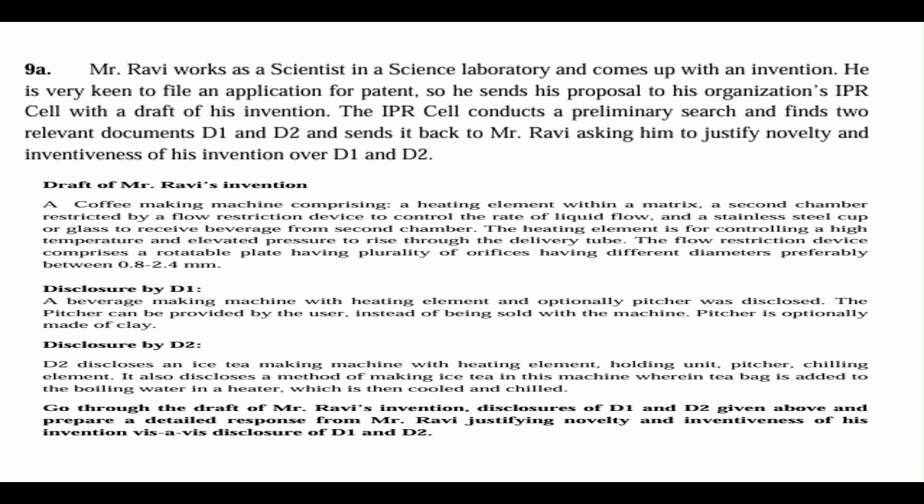So for novelty, you will compare the features of the present invention with respect to D1 first and then with respect to D2 and specify how there are different features in the present invention as compared to D1 and D2 when considered individually. And thereafter, for inventive step, you will say how the present invention is technically advanced in view of the combined teaching of D1 and D2. So even when you combine D1 and D2, the combination of features still lacks a technical advancement as compared to what is there in the present invention.